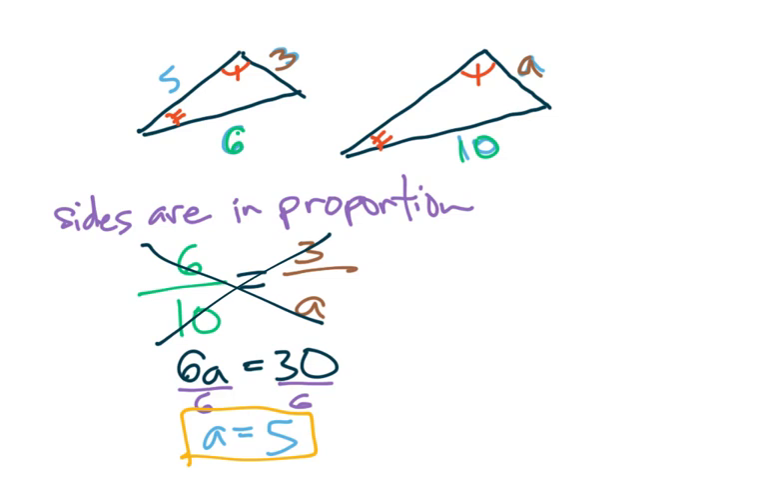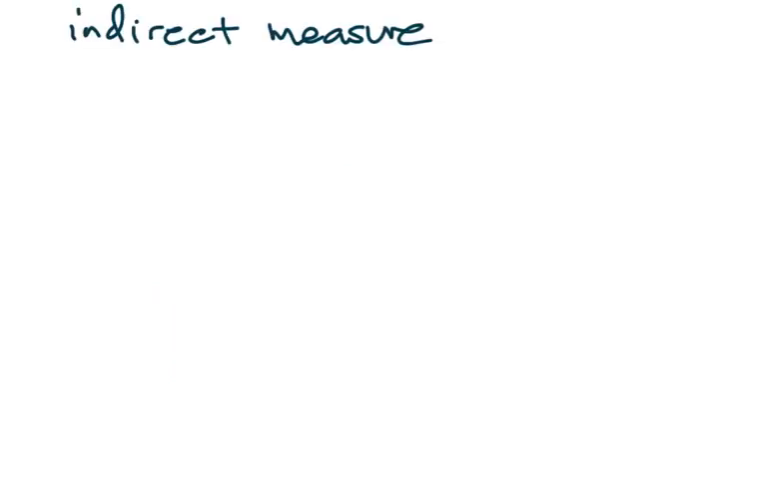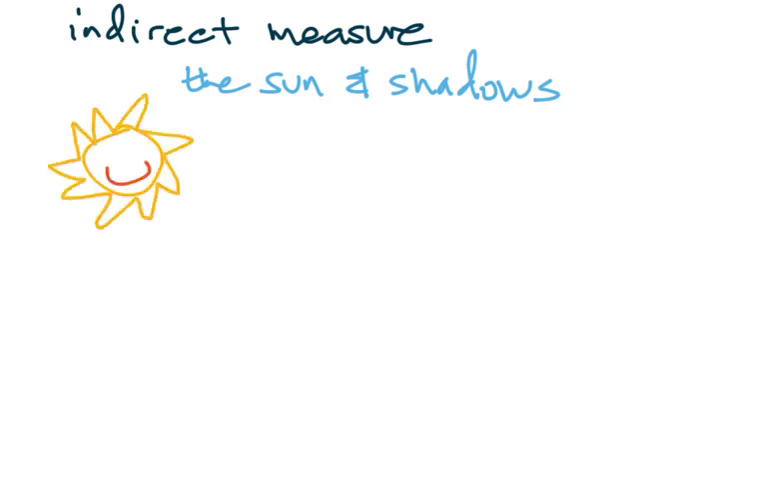So let's get into some stuff that we haven't had as much experience with, called indirect measure. An indirect measure pretty much has to do with the sun and shadows, which, who doesn't love the sun, and who doesn't love shadows, chasing shadows. And so what I mean by that is, let's say I had the sun. Yeah, go ahead and draw up the sun. And then let's say I had a tree. Go ahead and draw a tree. And let's say I had a person.